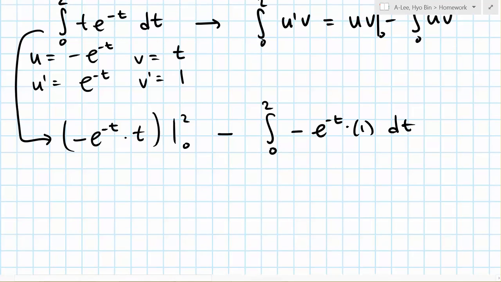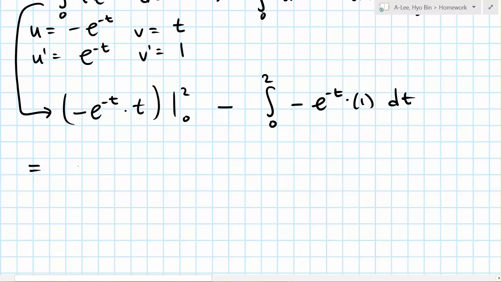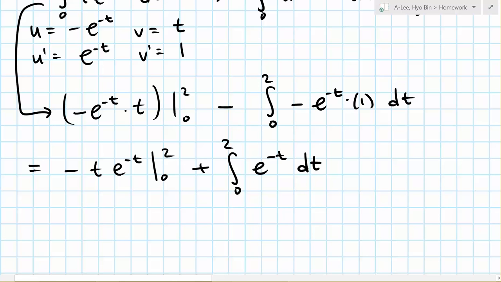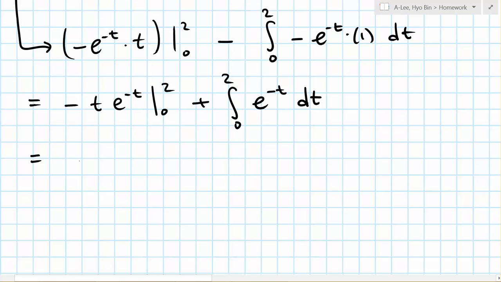dt. Alright, so then I will make it simpler by going negative t, e to the negative t, evaluated from 0 to 2, and here I'll put a positive because there's two negatives right here, and 0 to 2, and e to the negative t dt. And now when I actually plug those values in for t, I'll have negative 2 e to the negative 2 minus what's plugged into negative t e to the negative t with 0, which will be 0. So I actually won't write that.